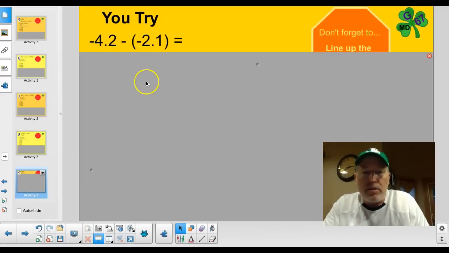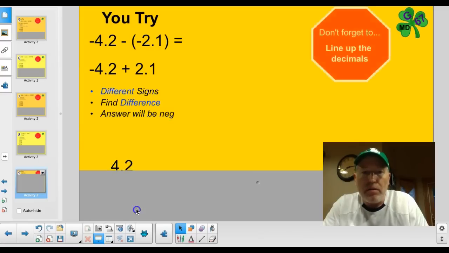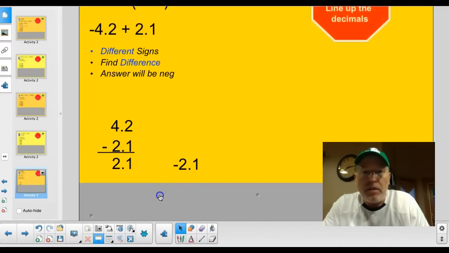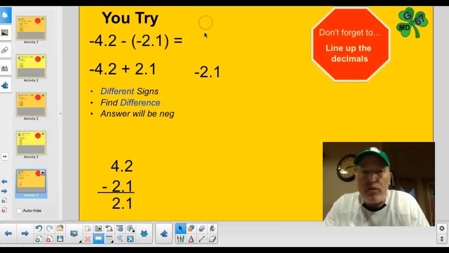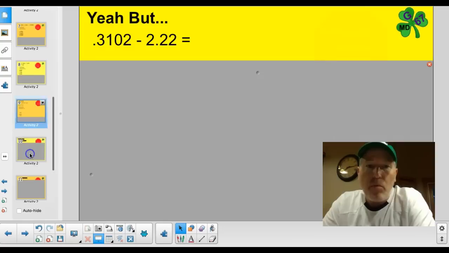Okay, you're being so patient with me. I'm just going to roll this down and let you take a look at the answer and how I worked it out. Should have had a negative 2.1. I know it's kind of weird, but you're taking away a negative, which is the same as adding. All right, I think I have one more. There's a yeah, but look at this one.